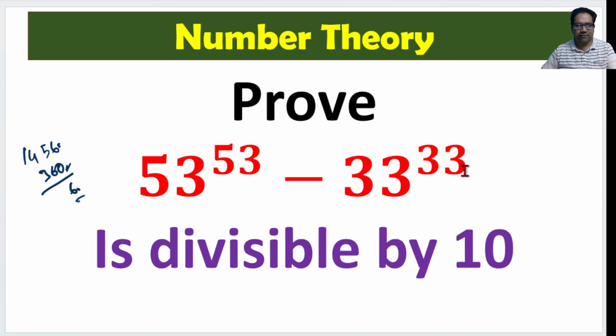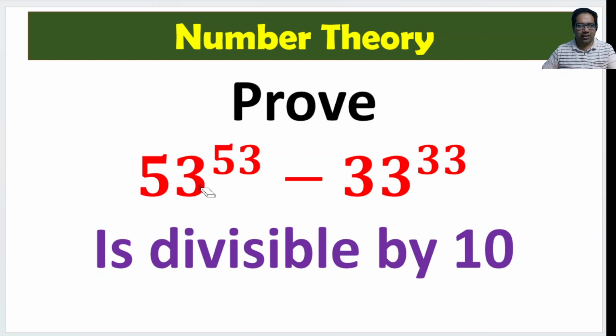So if the difference, in this case, should be divisible by 10, that means the difference should have 0 in the unit digit. What does that mean? These two numbers should have their final digits the same, whatever it may be. It can be 7, it can be 6, it can be 2, it can be 0 also. If you are able to establish that, then that is sufficient and we are sorted.